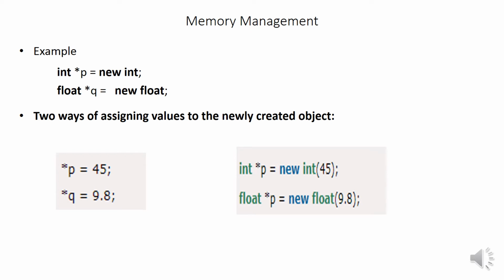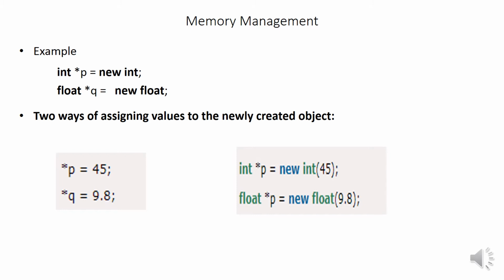We have to create the object P, an integer object, and Q, a floating point object. That new is the operator that will allocate the memory for P as well as Q. So there are two different ways of assigning values to the newly created object. First one is asterisk P is equal to, for example, 45, and asterisk Q is equal to a floating point value 9.8; semicolon. In P we store 45 as an integer value, and in Q 9.8 as a floating point value.